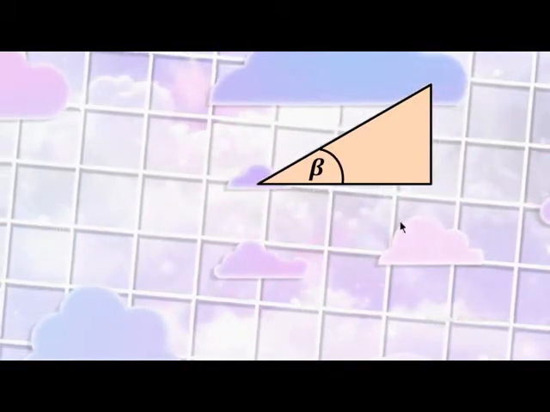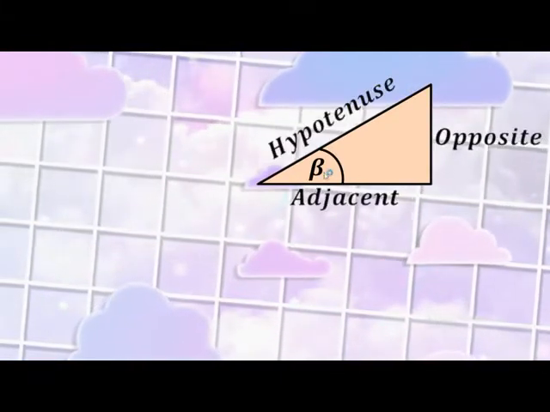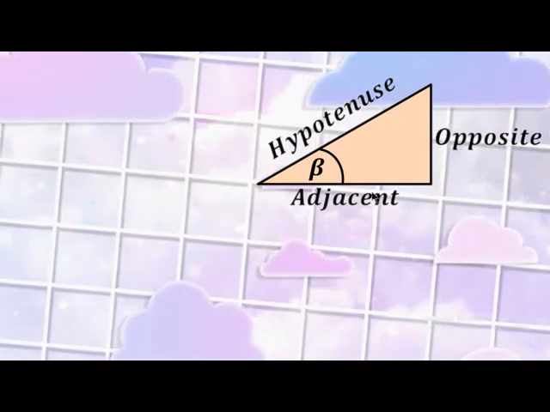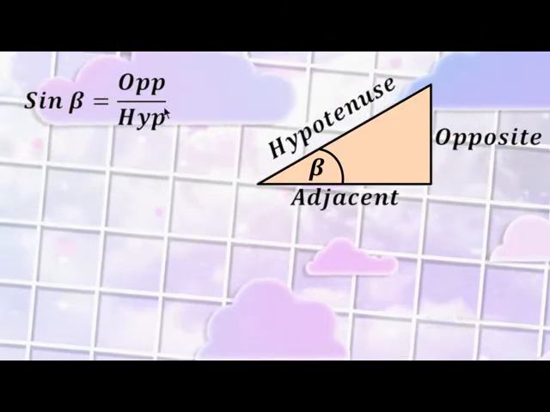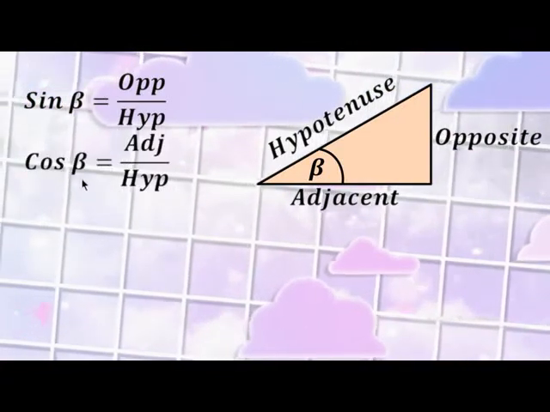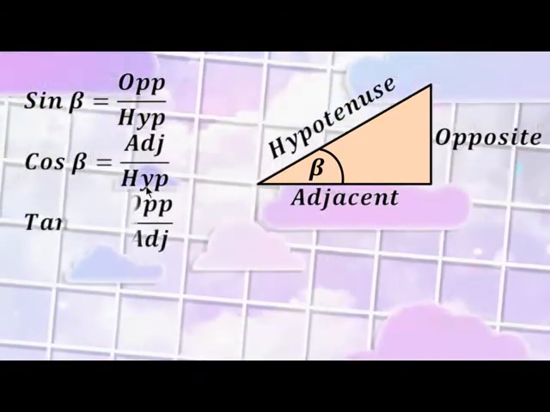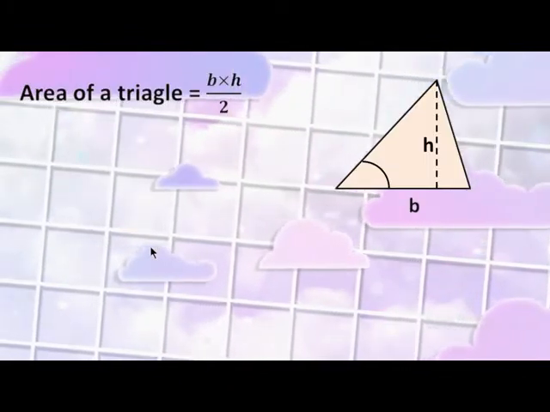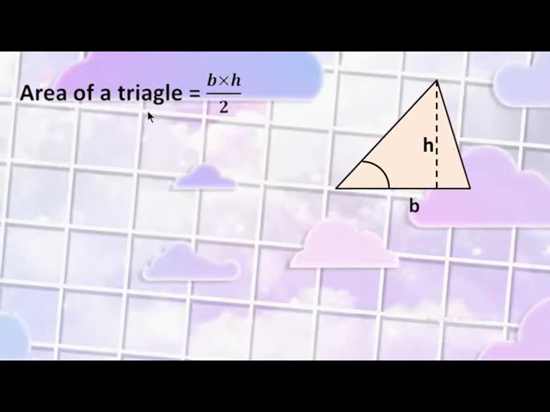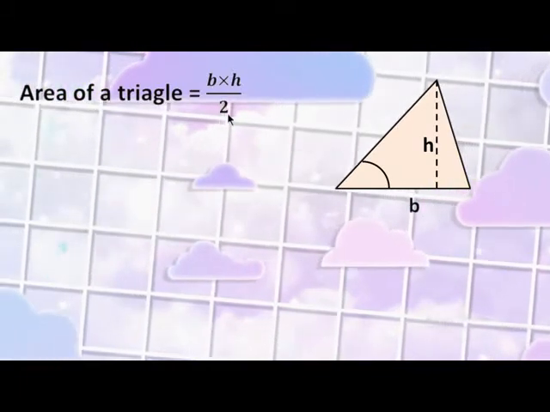So, this is a right angle triangle. Let's say this is the angle beta. Since this is the angle beta, this side is the adjacent, this side is the opposite, and this side is the hypotenuse. Sine beta equals opposite per hypotenuse, cosine beta equals adjacent per hypotenuse, and tangent beta equals opposite per adjacent. As we know, the area of the triangle is base times height per 2.